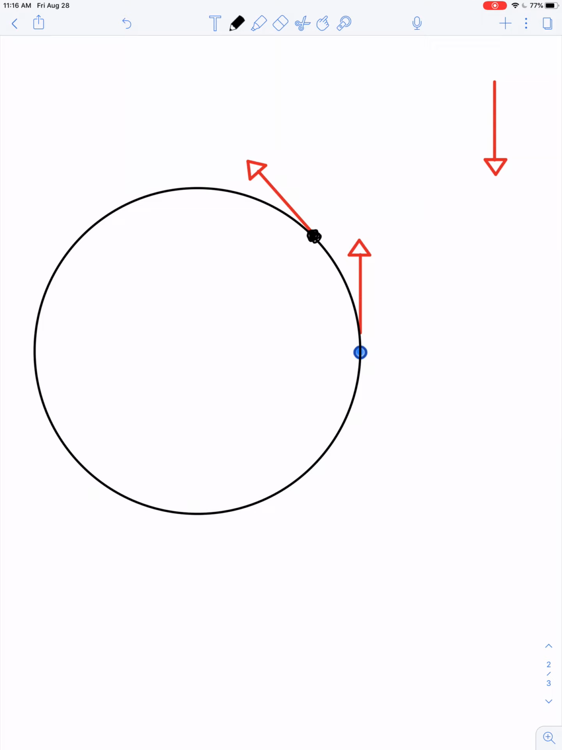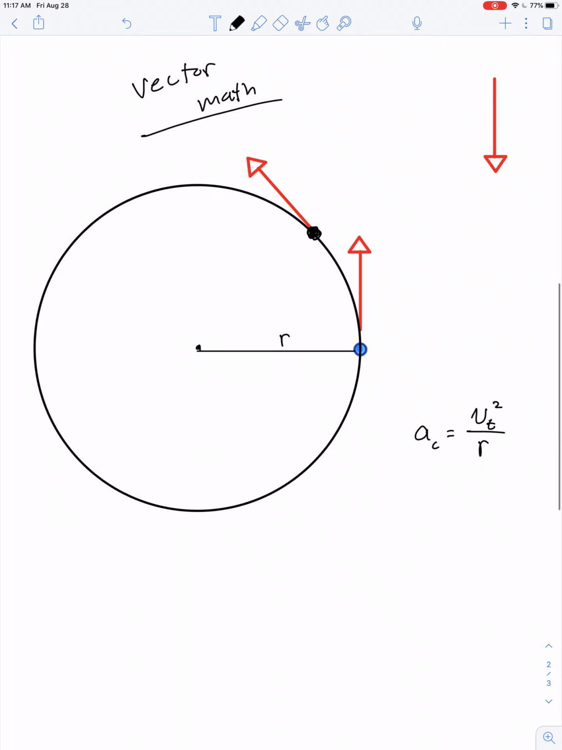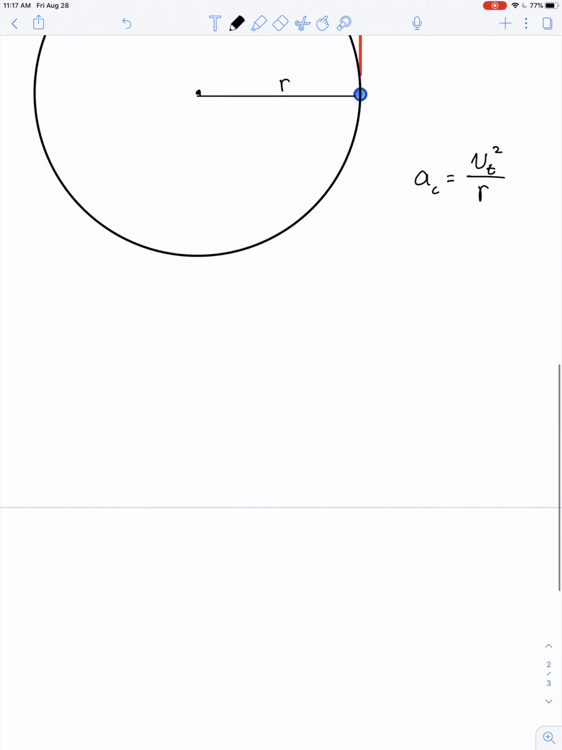Okay, then how can we show, just from a diagram like this, that the centripetal acceleration really is given by this expression, a centripetal equals v tangential squared over radius? So we're going to do a little bit of vector math. And vector mathematics is different than typical scalar mathematics in the sense that, as a side note, if I say what's 3 plus 4 in scalar mathematics, every time that's equal to 7.